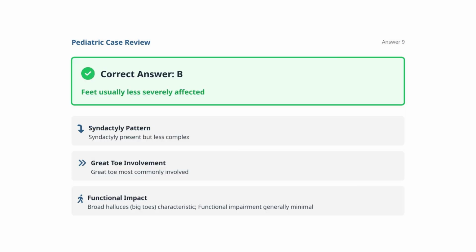The correct answer is B, feet usually less severely affected. While syndactyly occurs in feet, it's typically less severe than hands. The great toe commonly shows fusion with second toe. Broad big toes are characteristic features. Foot syndactyly rarely causes significant functional problems. However, complete documentation is important. Surgical release may be considered for severe cases or cosmetic concerns.